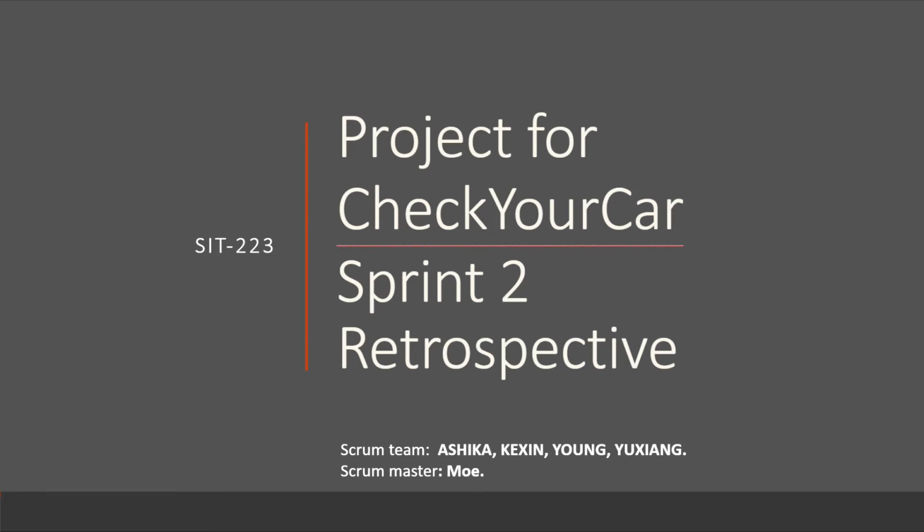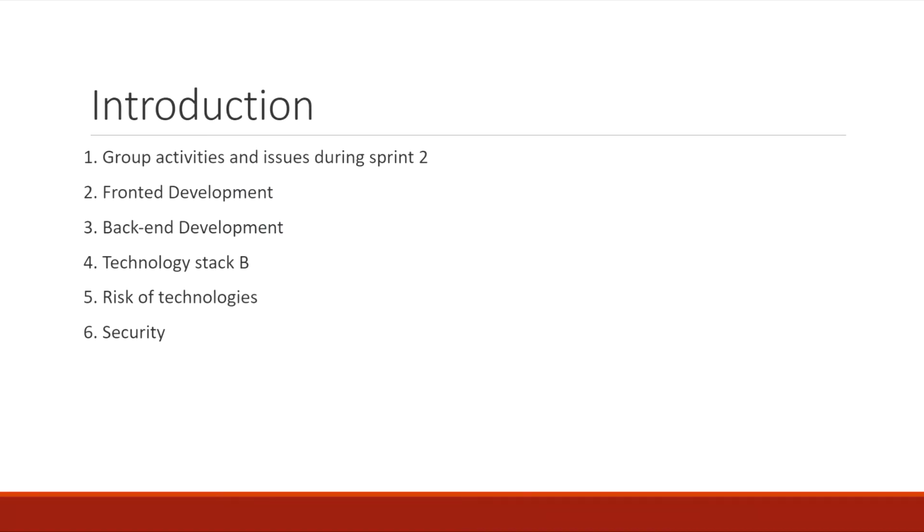This is our second presentation for Sprint 2, and we will talk about group activities and issues during Sprint 2, the front-end development, back-end development, technology stack B, that's for plan B, and the rest of the technologies, and security. So first, let's talk about the group activities and issues during Sprint 2.